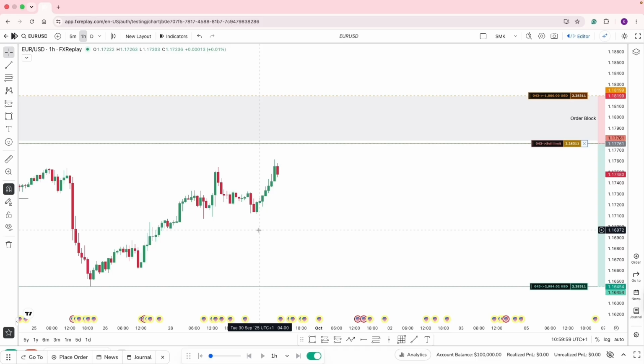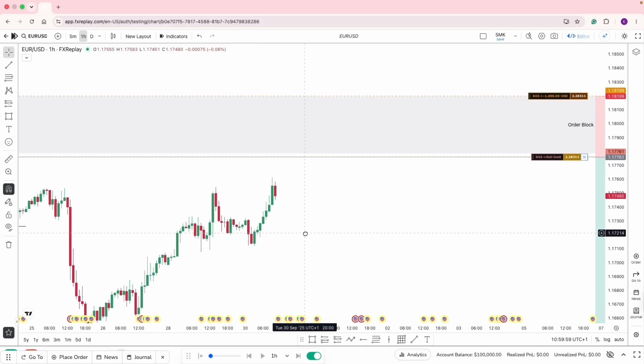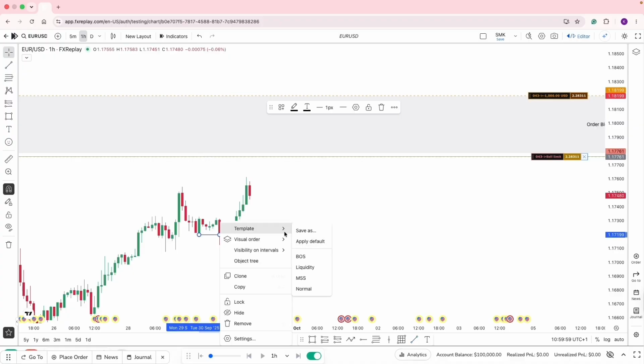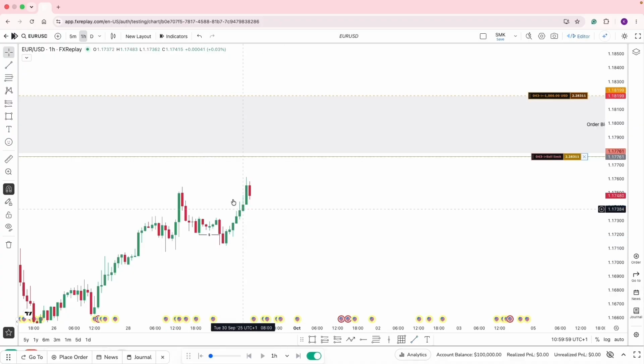Okay, yeah, I like this move now. Let me just zoom in so we can look at this move. If we look at this structure point here, we can see that we consolidated a bit here. Then we went down, sweeping this liquidity here. So I'll just label that my liquidity sweep.